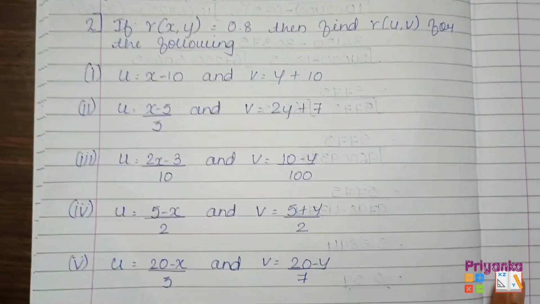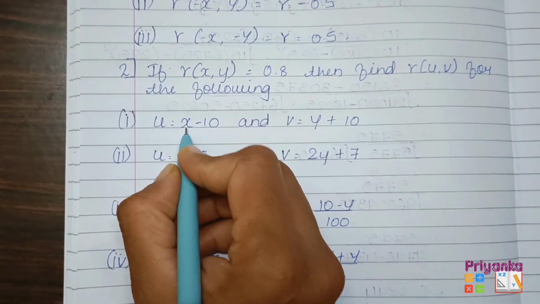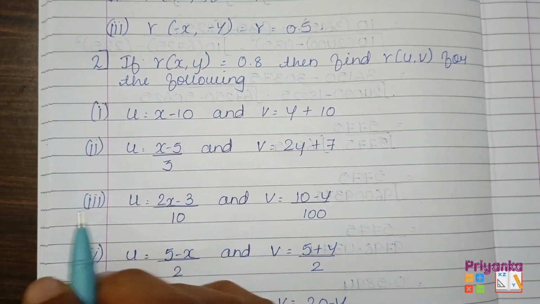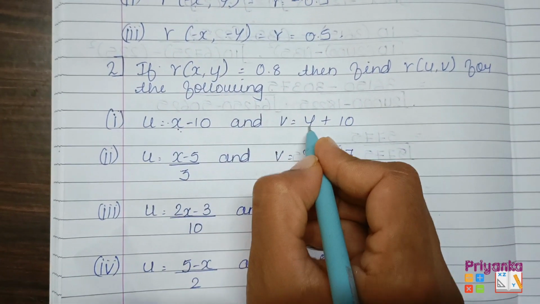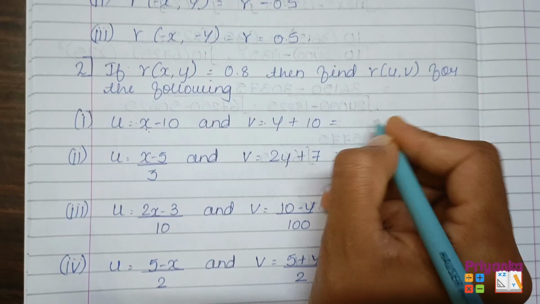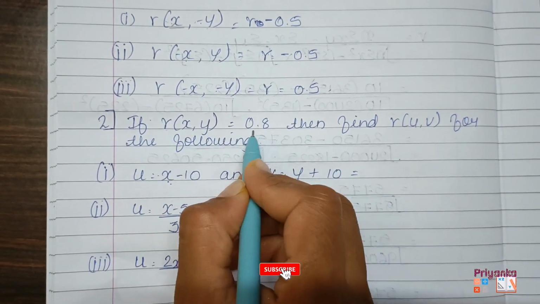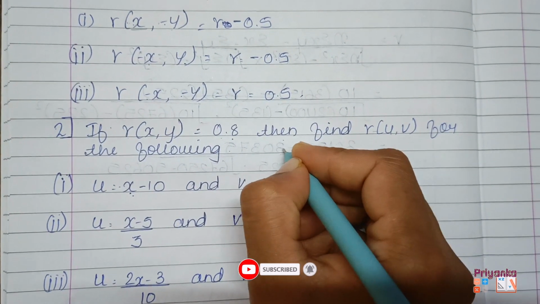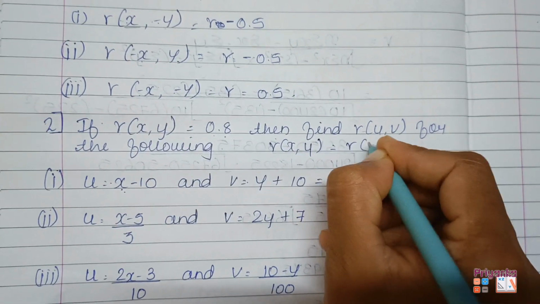Moving to the next, the second situation which is given in the same illustration. Here also we'll see only the x and y, no matter about the other numbers. Don't look at the other number. Here we can see x with the plus sign, y with the plus sign. And one more thing in this question: rxy is equal to 0.8, then find r uv. Here you just have to show that rxy is equal to r uv.